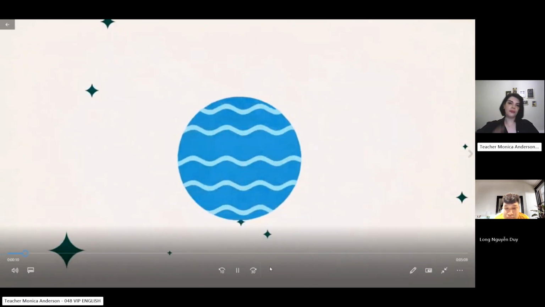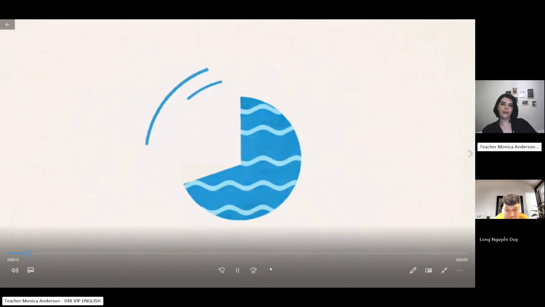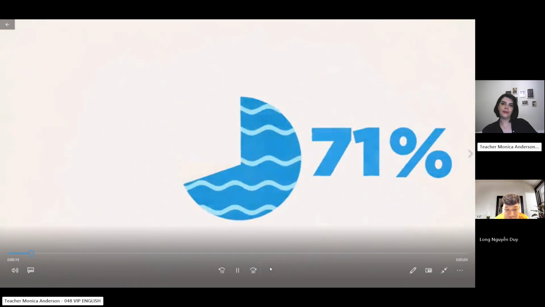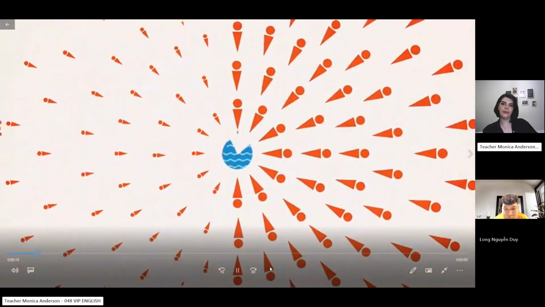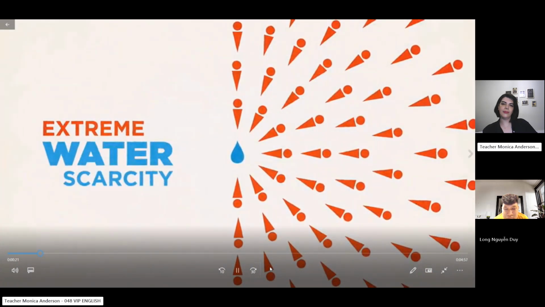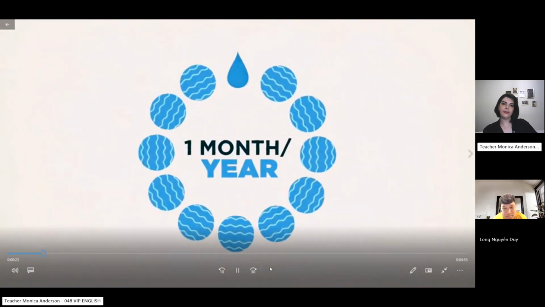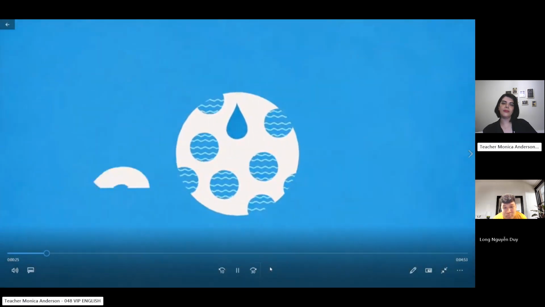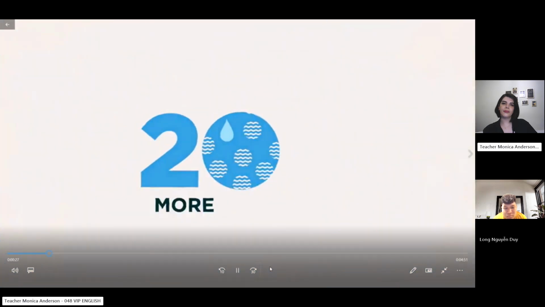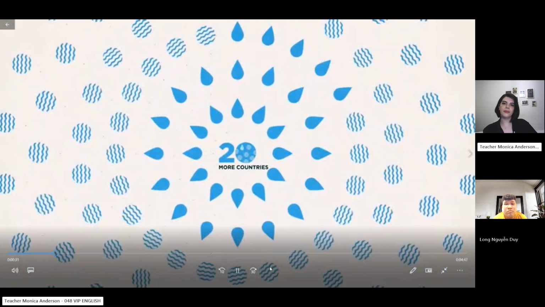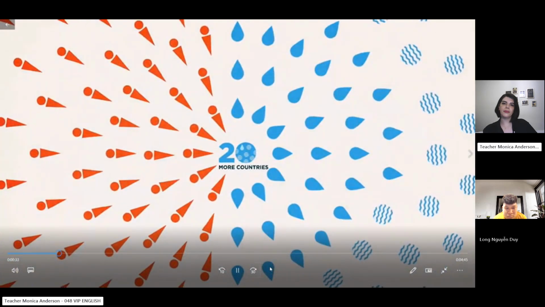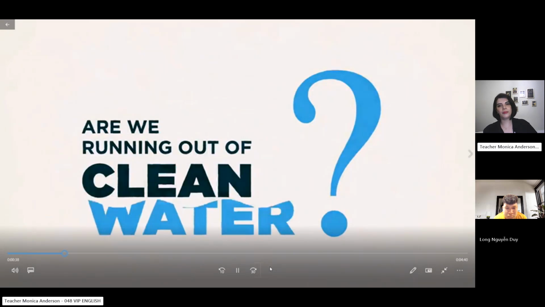From space, our planet appears to be more ocean than Earth. But despite the water covering 71% of the planet's surface, more than half the world's population endures extreme water scarcity for at least 1 month a year. And current estimates predict that by 2040, up to 20 more countries could be experiencing water shortages. Taken together, these bleak statistics raise a startling question. Are we running out of clean water?